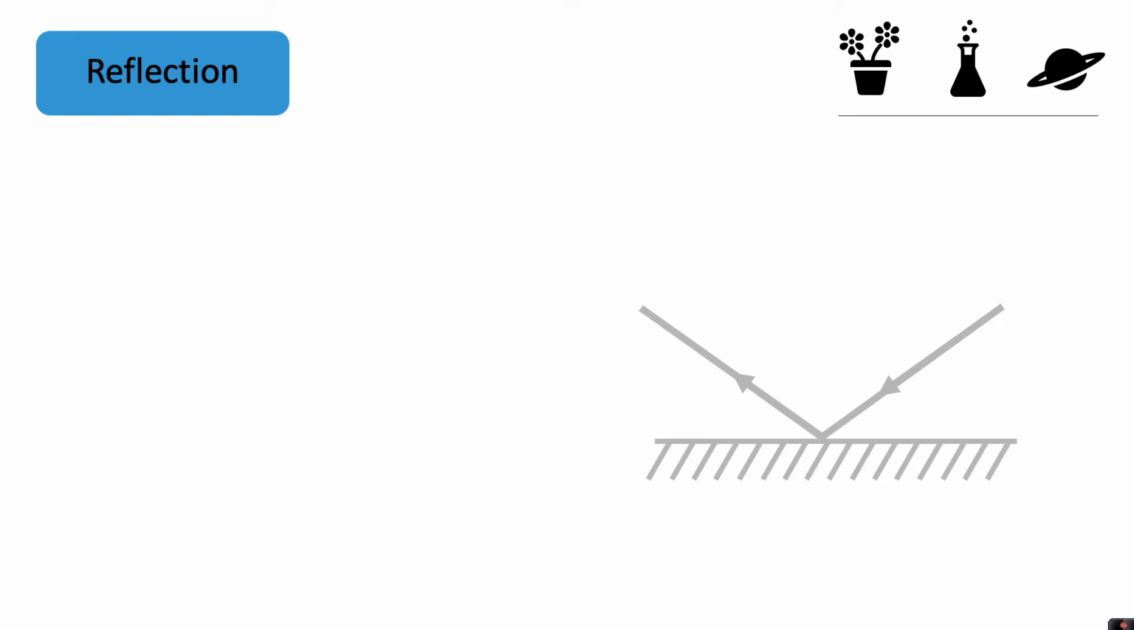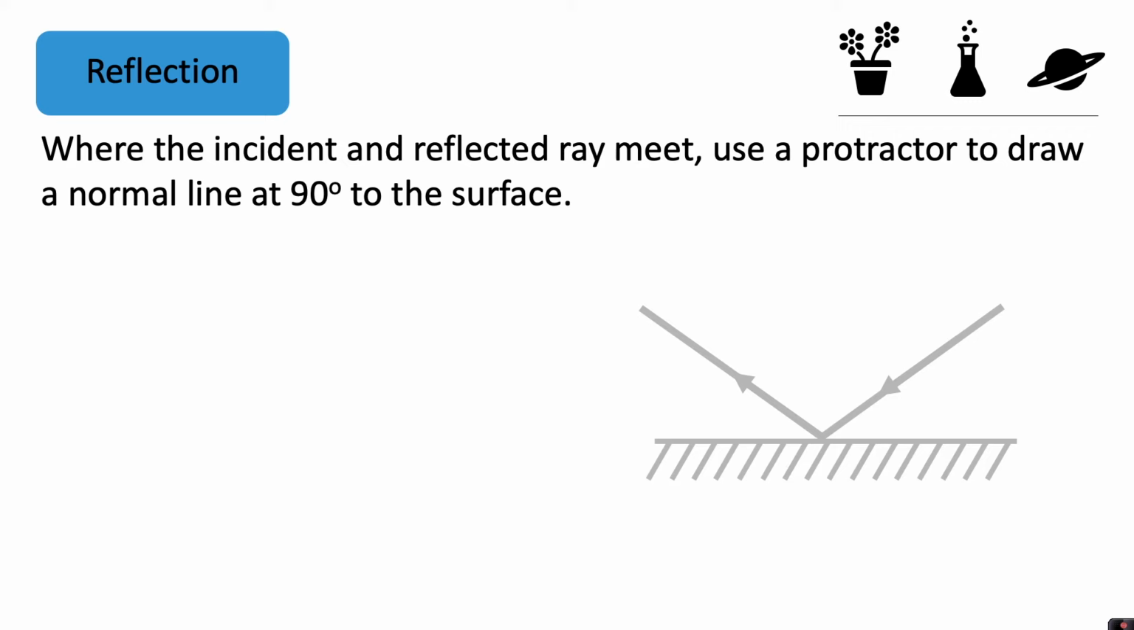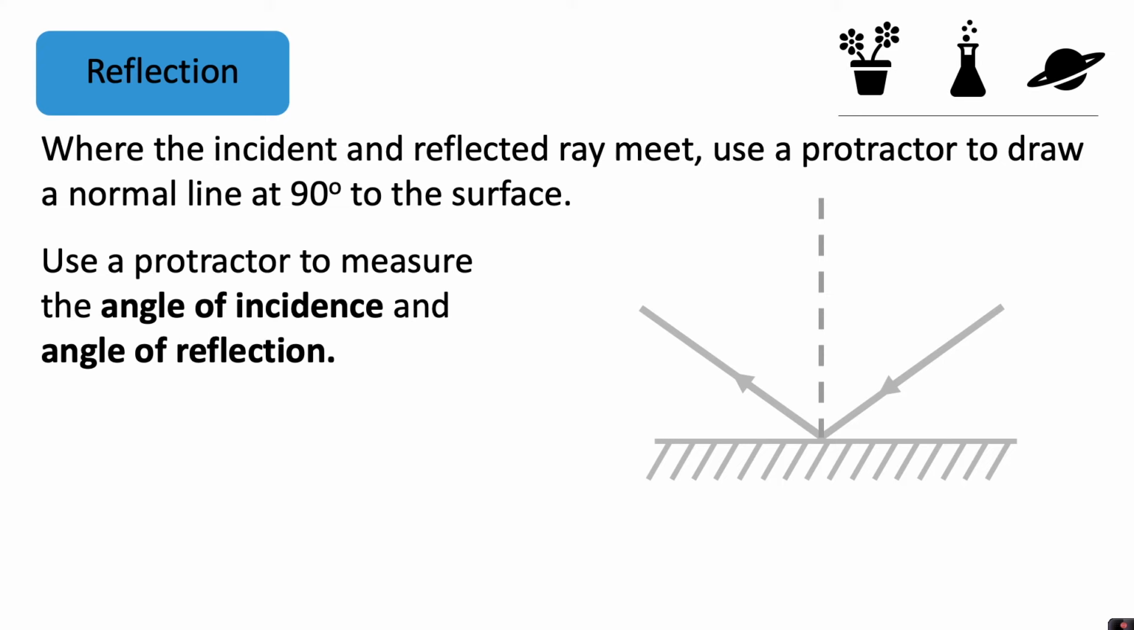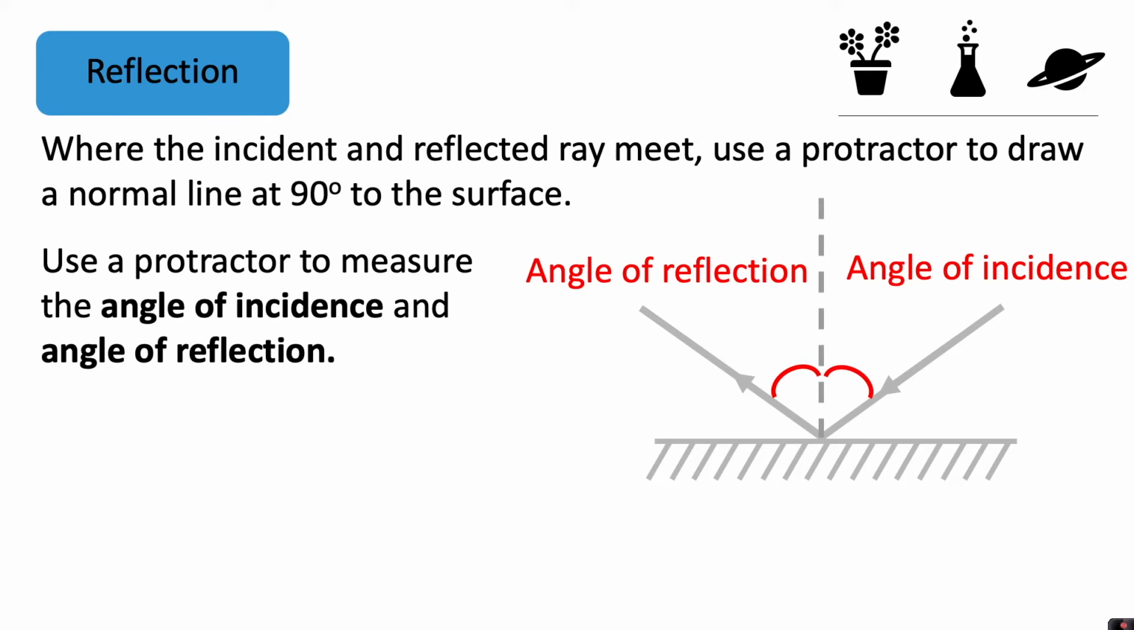So on your piece of paper you should have a line for the mirror, the incident ray and the reflected ray. Where the incident ray and reflected ray meet, use a protractor to draw a normal line at 90 degrees to the surface. Then use a protractor to measure the angle of incidence and the angle of reflection.